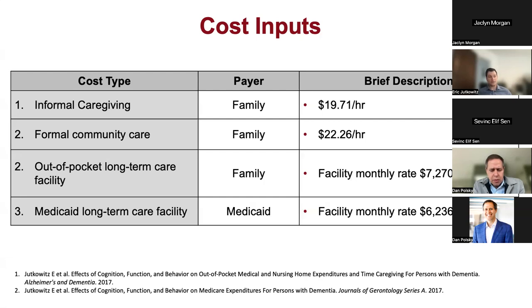Formal community-based care was priced based on a study we found that looked at the average cost of hiring somebody to come in and provide some sort of caregiving. And then the estimates for nursing home care, which might need to be updated. These estimates come from, I think, 2017. So I'm pretty sure these values have gone up since then. But you can see those here.